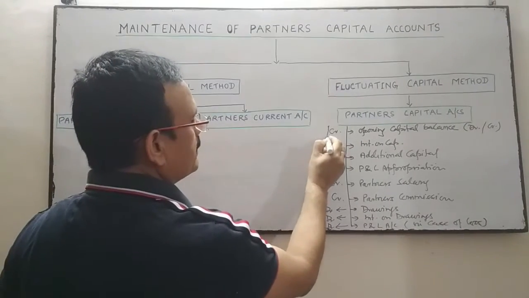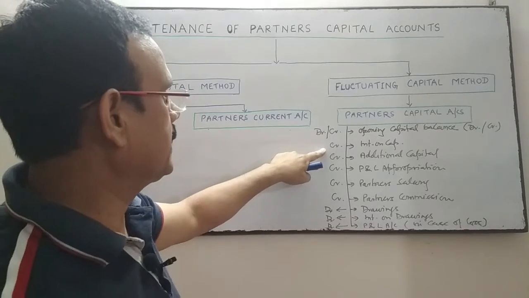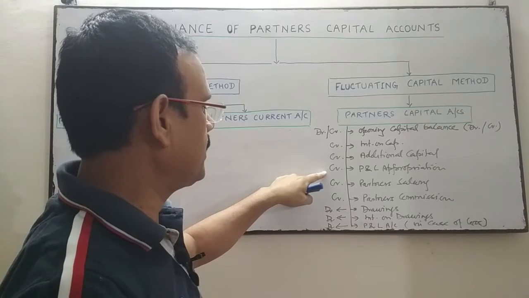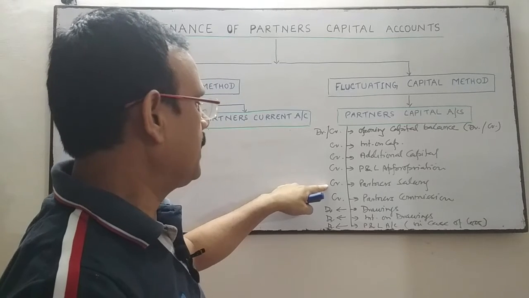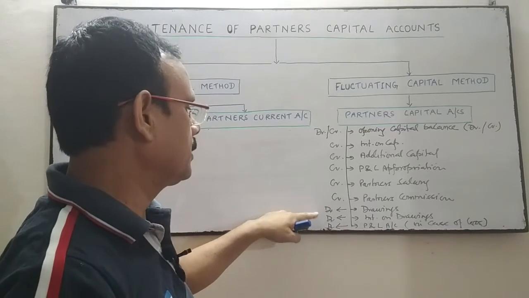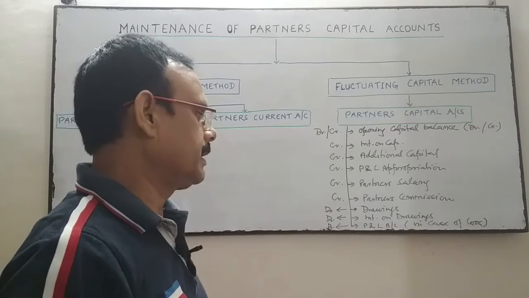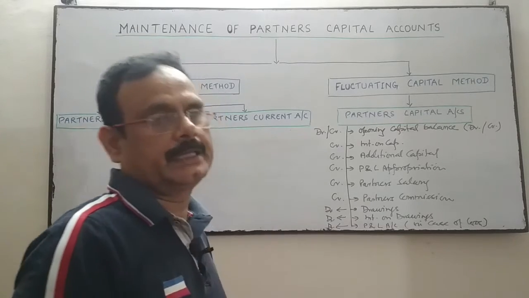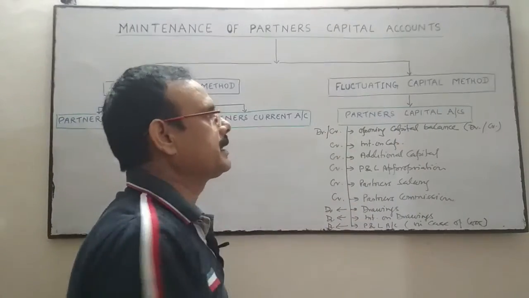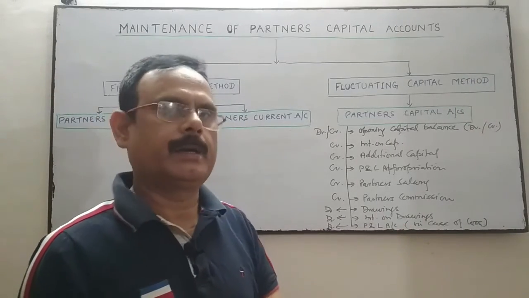The opening balance may be on the debit side if the capital has a debit balance, debit or credit. Interest on capital in the credit side, additional capital credit side, profit and loss appropriation credit side, partner's salary credit side, partner's commission credit side, drawing in the debit side of the capital account, interest on drawing in the debit side of capital account, and profit and loss account in case of loss in the debit side. This partner's capital account may have the debit balance or the credit balance.